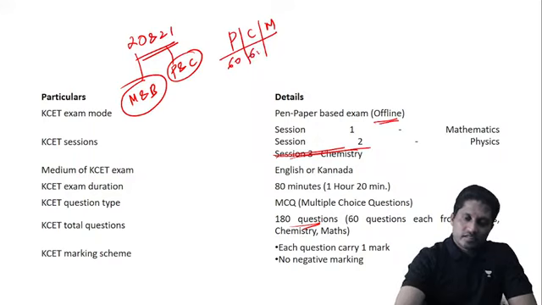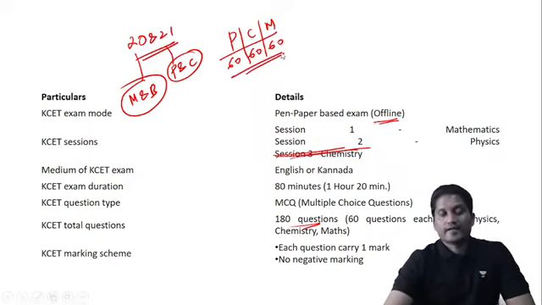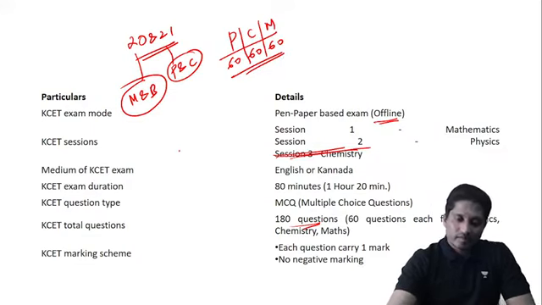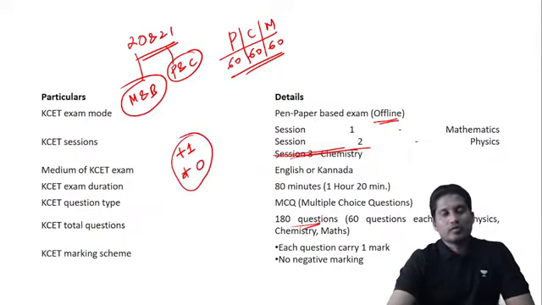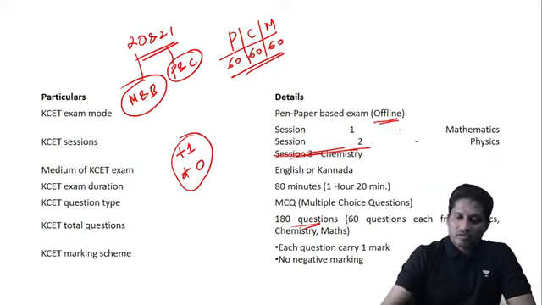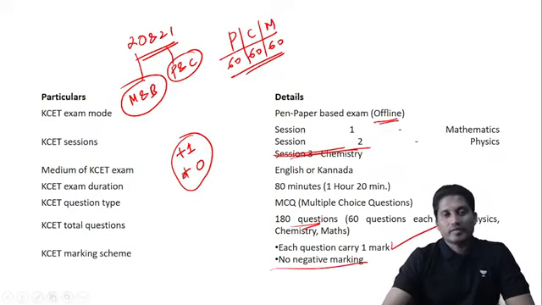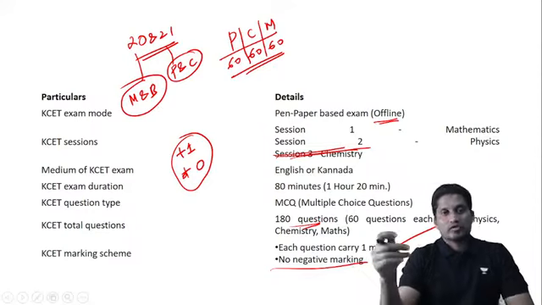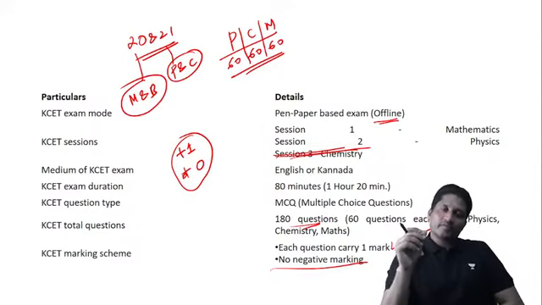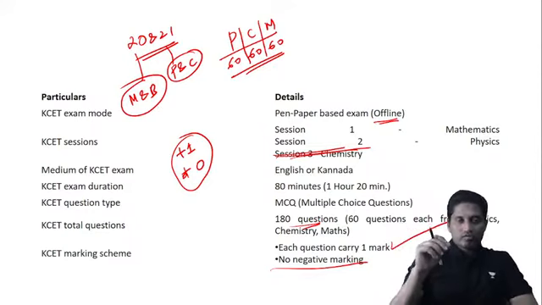60, 60, and 60. There will be 180 questions. There is no negative marking. Every correct answer is +1, a wrong answer is 0, and unattempted is also 0. So you lose nothing. Basically, don't leave any question unattempted, because you don't lose anything.